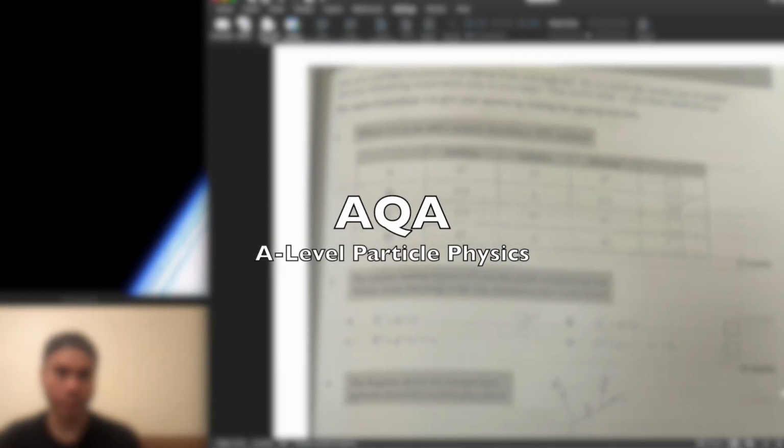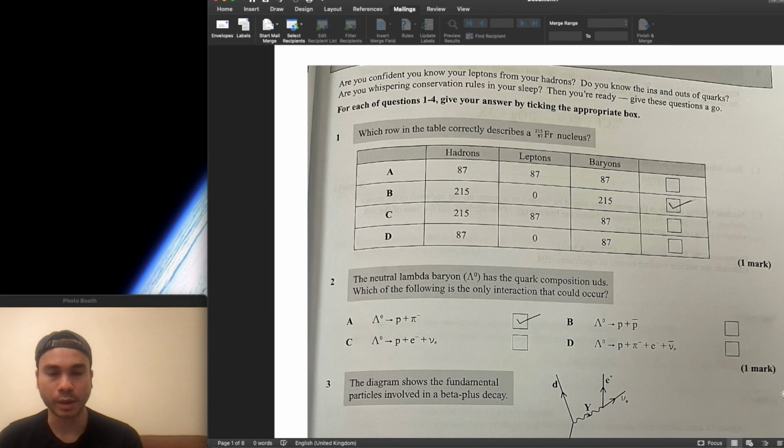Doing some exam questions, or exam style questions, on the particle physics part of the AQA specifications for A-level physics. Okay, let's get stuck in.